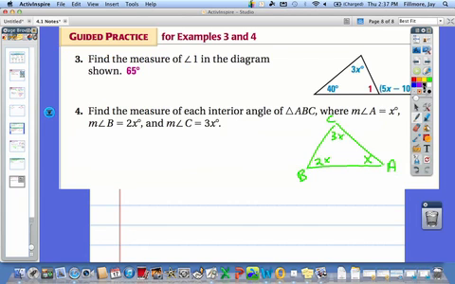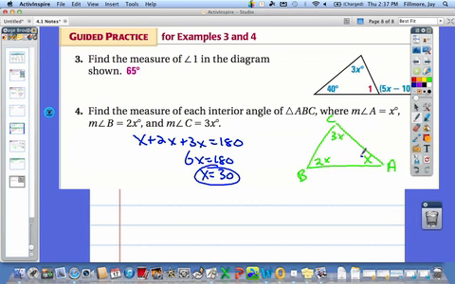If I add all three of those together, it should equal 180 using my triangle sum theorem. So x plus 2x plus 3x equals 180. If I combine these like terms, I have 6x equals 180. So x here is going to be 30. But I'm asked to find each angle, not x.